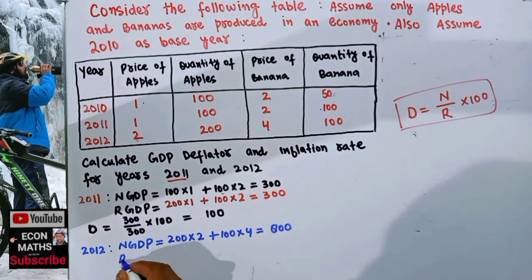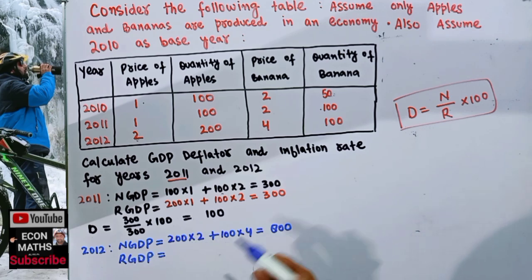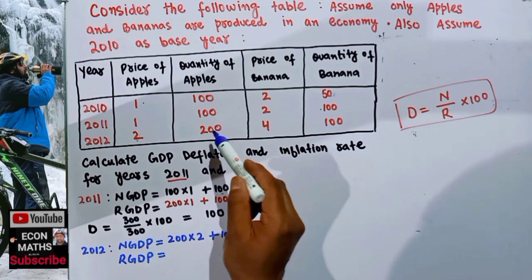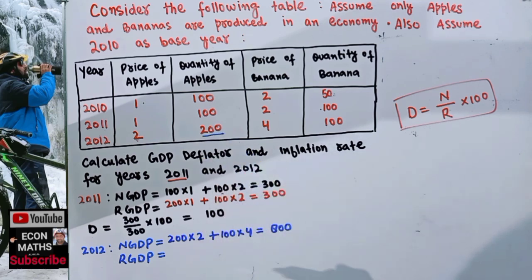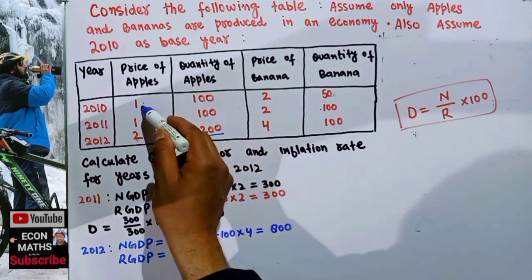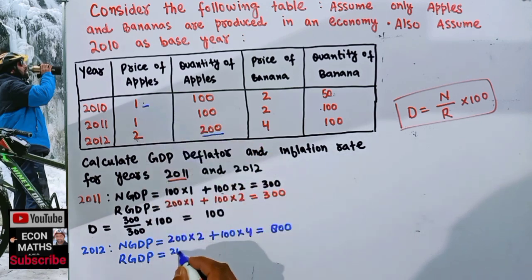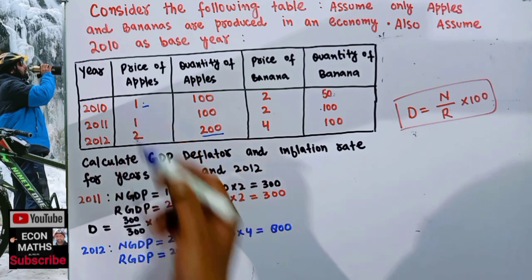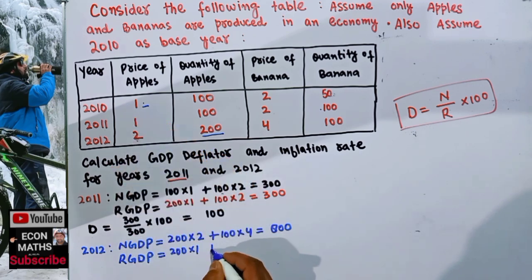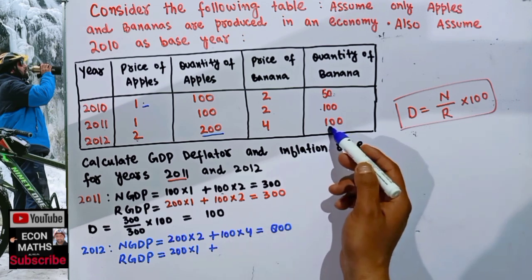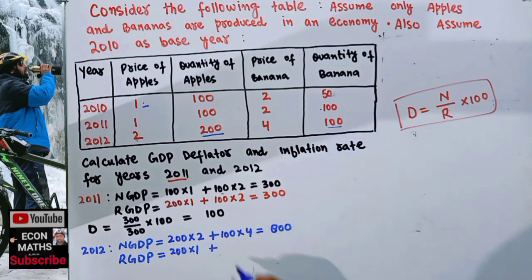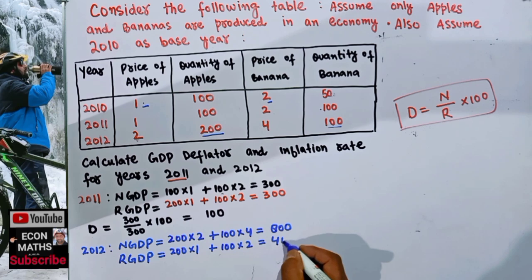And what is the real GDP then? Real GDP for the year 2012 is equal to, to calculate the real GDP, we multiply current year quantity with base year prices. So we have 200 as the current quantity and the base year price is 1. So we write 1 here, plus, same for this. The current year quantity of banana is 100 and we multiply it with the base year price, which is 2. So which comes out to be 200 plus 200, which comes out to be 400.